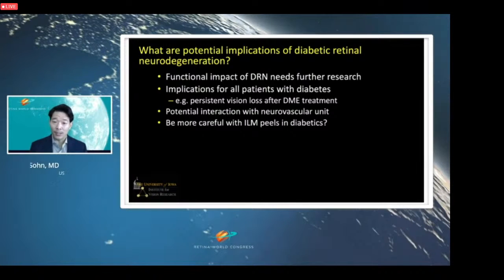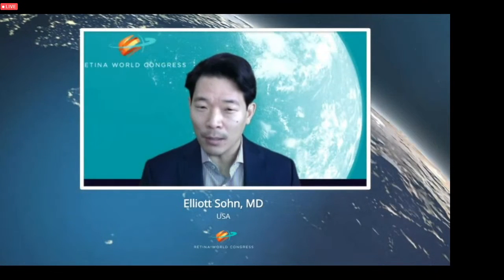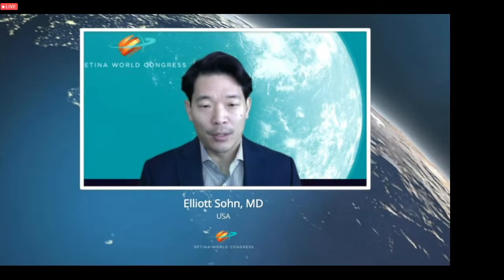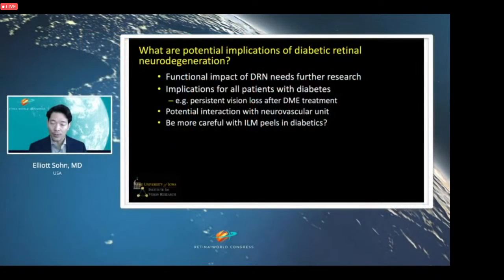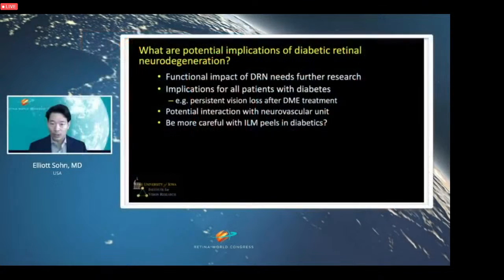You know, clinically as a surgeon, I do wonder whether doing ILM peel in diabetics is something that we need to be really concerned about. I think more research has to be done in this area. But if you know that these diabetics without any retinopathy are having NFL GCL dysfunction and with patients doing ILM peels.